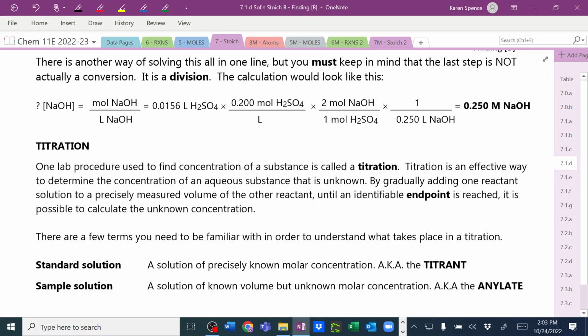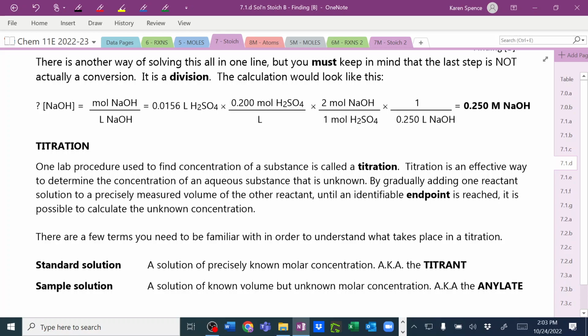Titration. Titration is fun. Okay, we're going to learn how to do this. We might even do one on Friday when we have some time to do a lab, because we've got a long period Friday, right?